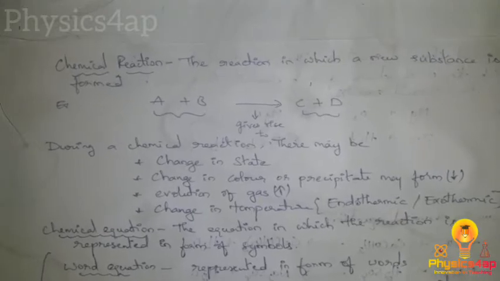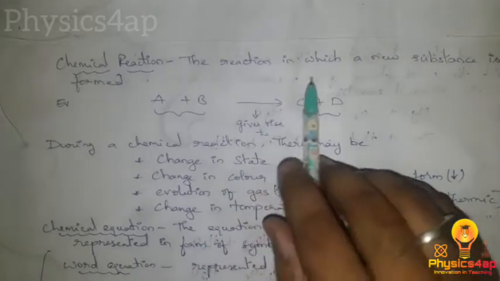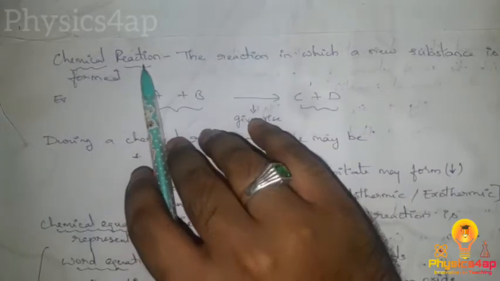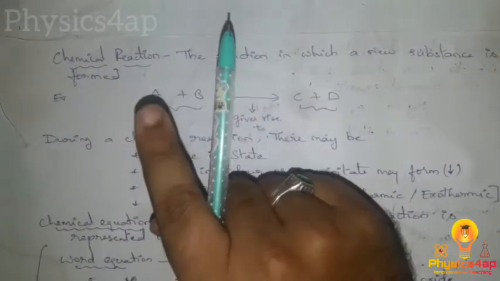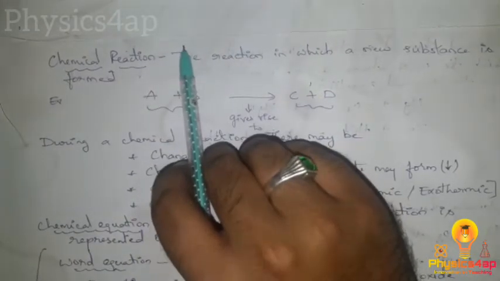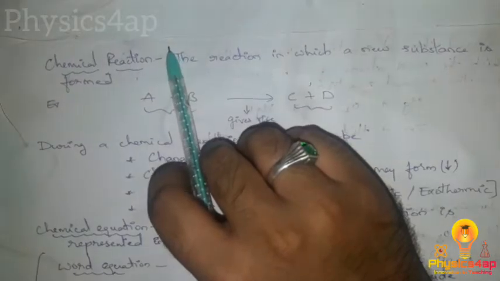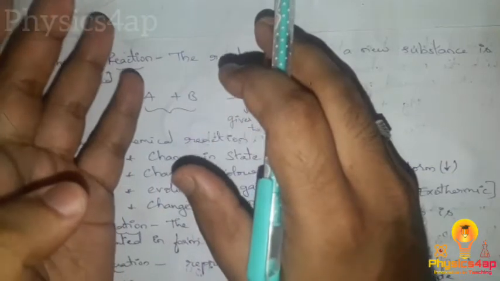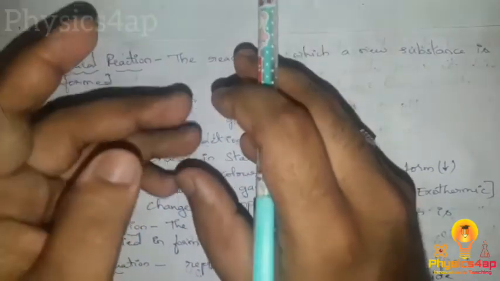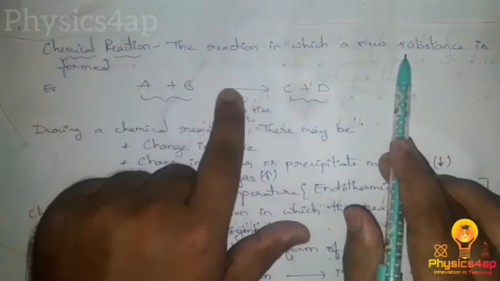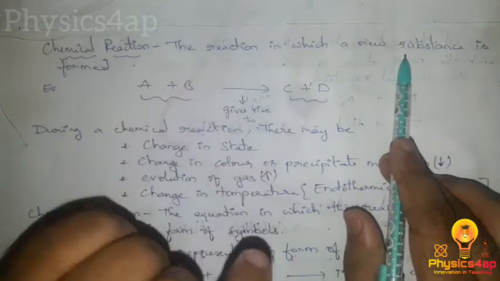A chemical reaction is a reaction in which a new substance is formed. Whenever we get a new substance, we call it a chemical reaction. When a new substance is not formed, we won't call it a chemical reaction. That means there should be a chemical change in the reaction. In lower grades you might have learned about physical change and chemical change. In a physical change no new substance is formed, and in a chemical change a new substance is formed. So a chemical reaction needs a new substance, that is, a chemical change.